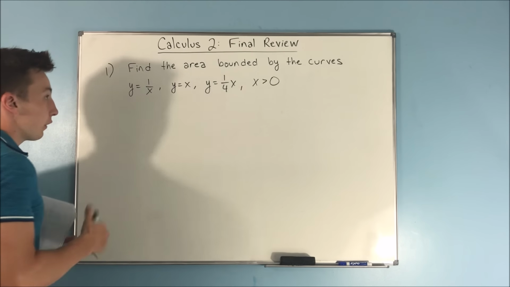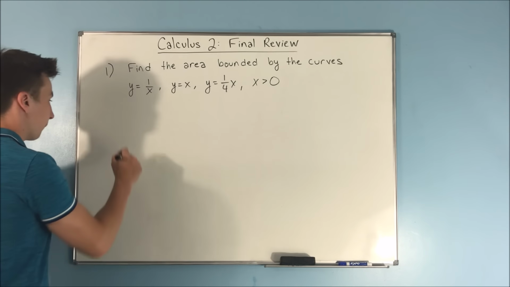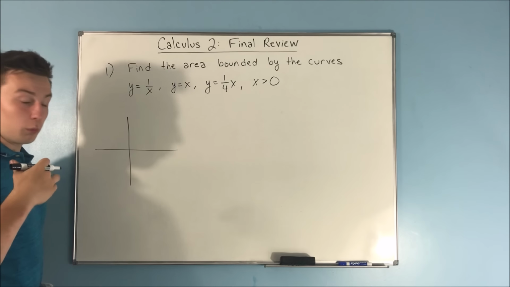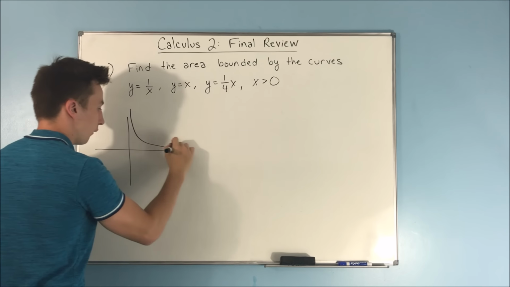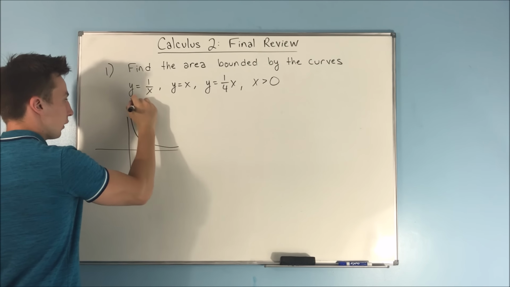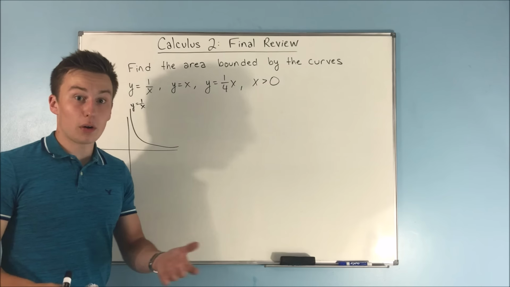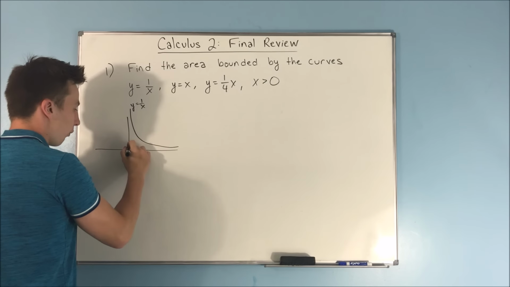So the first thing we need to do is obviously get an idea of what we're looking at here. We need to graph this. Let's graph our y equals 1 over x first. That will just look like that, right? Make sure you label it so you're not integrating the wrong thing when we actually have to integrate later. Next we have y equals x.